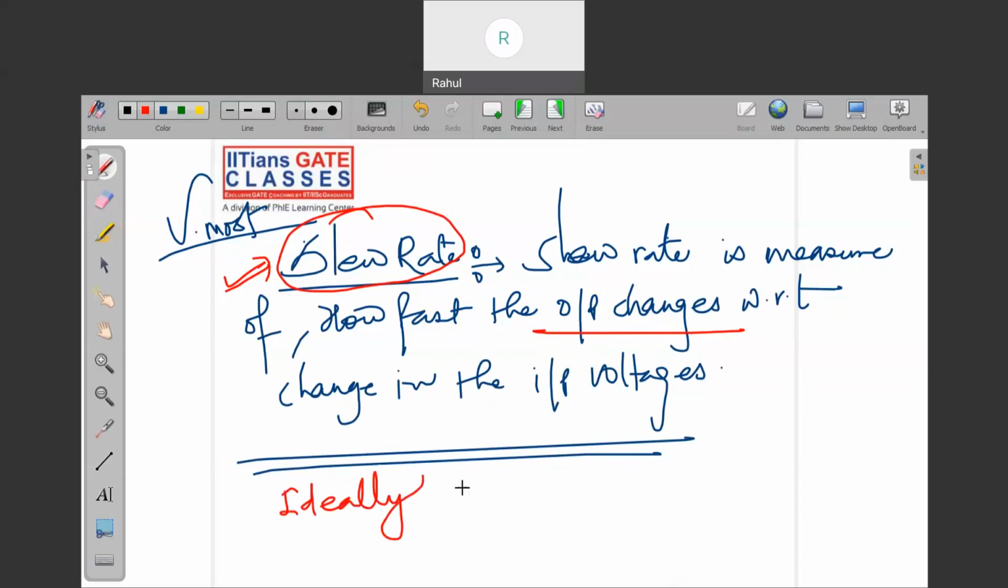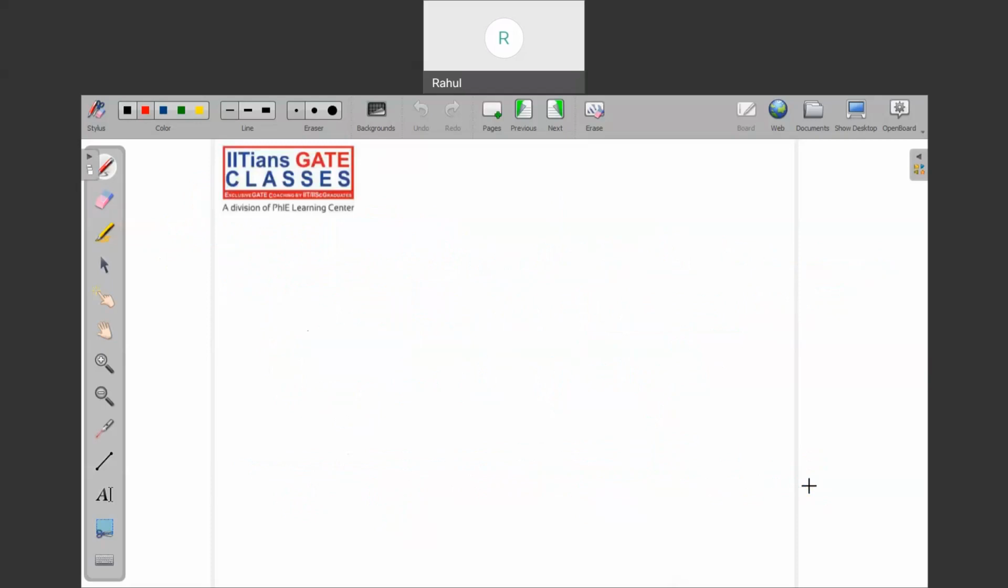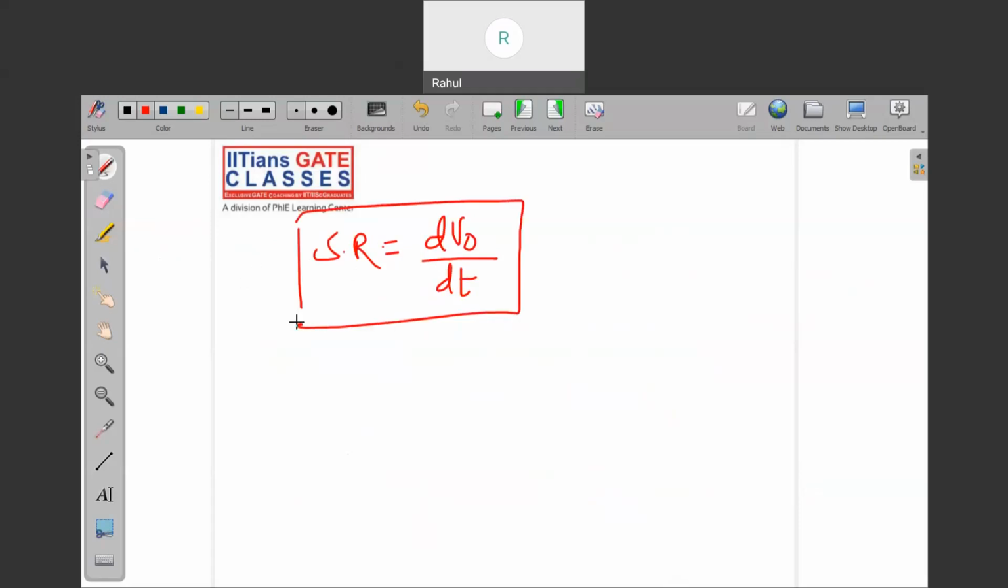Ideally, the value of slew rate should be infinity. In the examination they will ask you the ideal value, so you can put infinite. So how can it be written mathematically? Slew rate is equal to the rate of change of output, dV0 by dt.